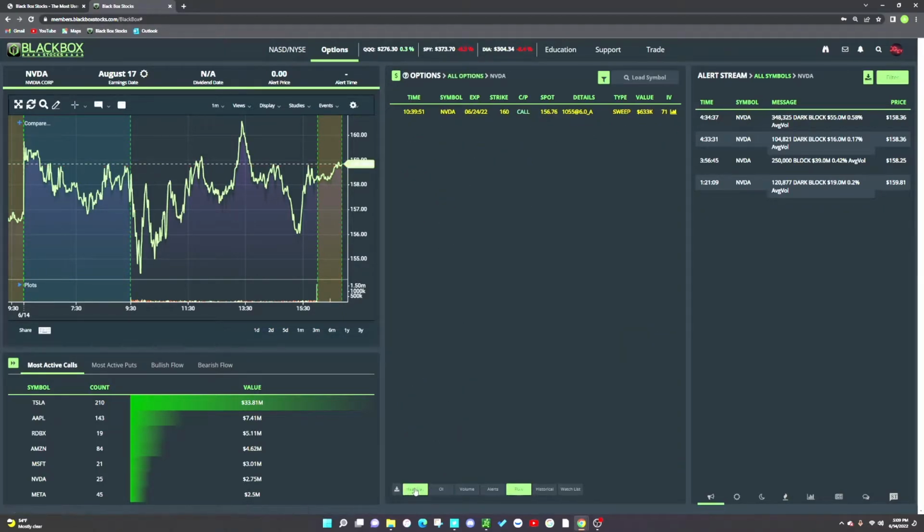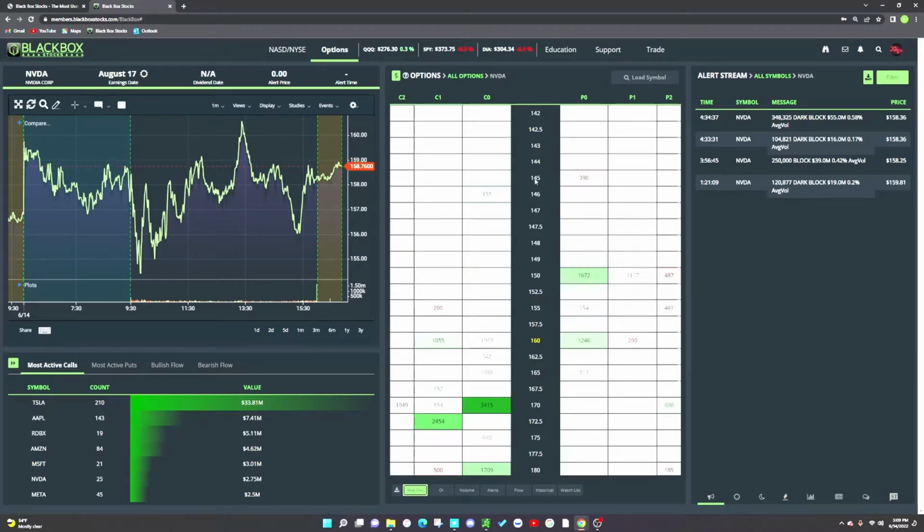And once I'm in NVIDIA, I'll switch over to the heat map. The heat map gives me a general overview of what's been going on over the last several weeks with NVIDIA. So the C0 and P0 columns include all contracts expiring this week. The C1 and P1 are for the following week, and C2 and P2 are in 2 weeks or more. So this is where price is trading at right here, closest to the 160 strike.